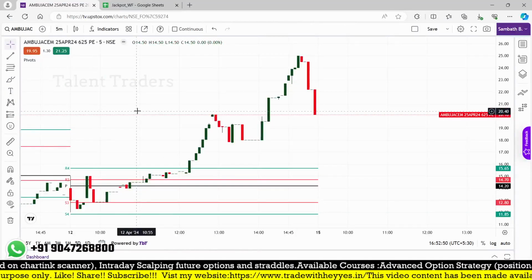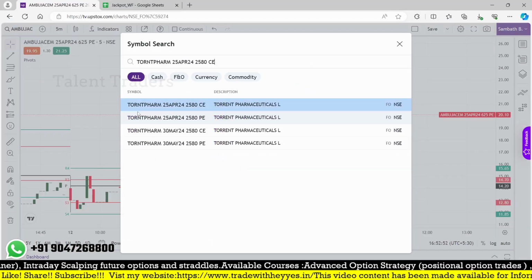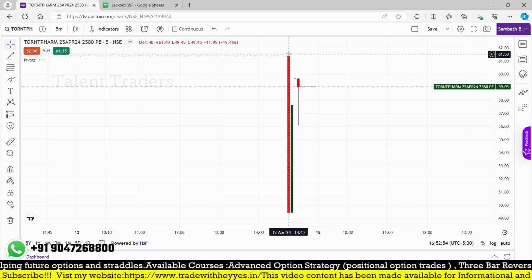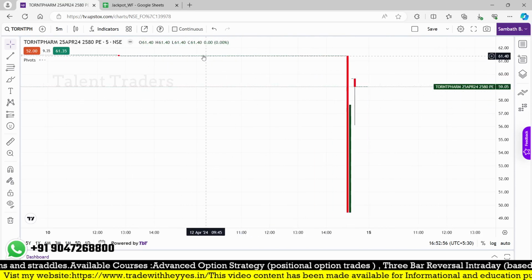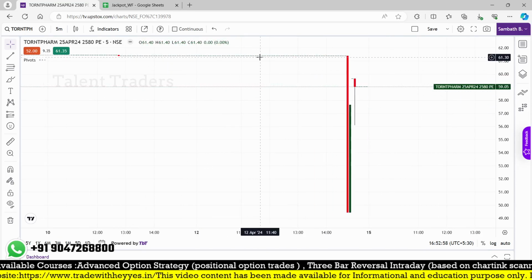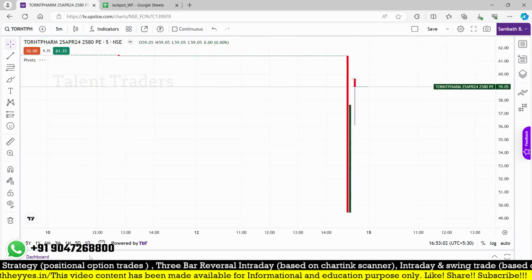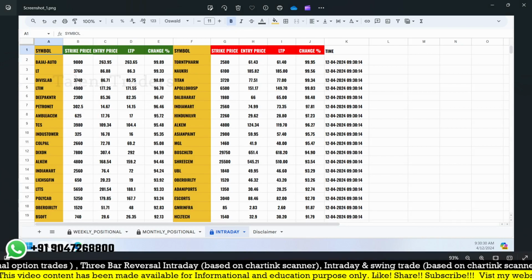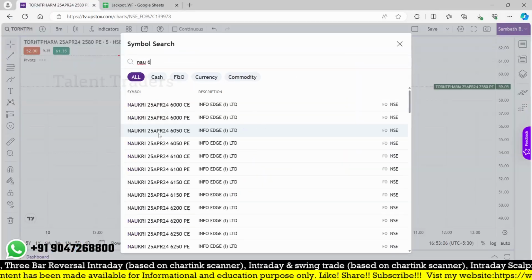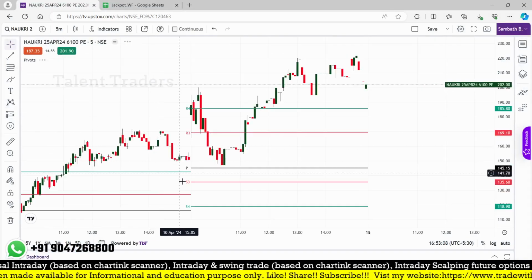Torrent Pharma, the 2580 put option, is where I'm going to look. I told you earlier it is not liquid yet. You can see previously it is not traded, so simply avoided. And the second one which I'm looking for, Naukri 6100, that is a put side where I am tracking.